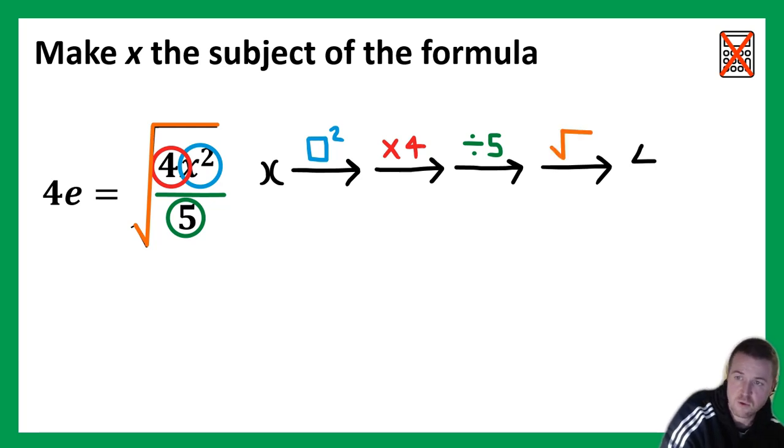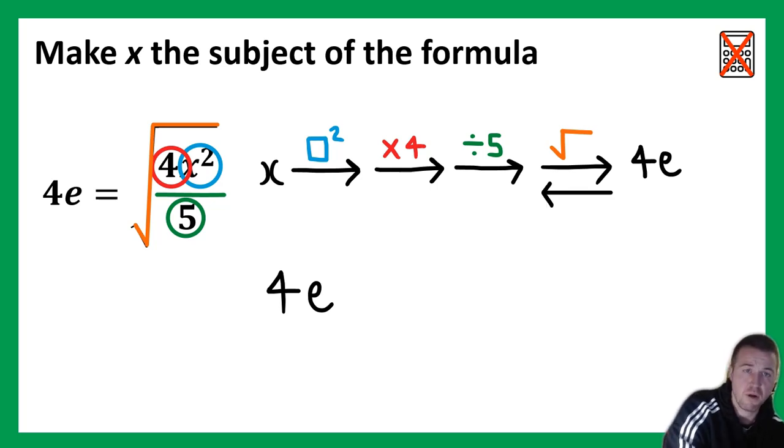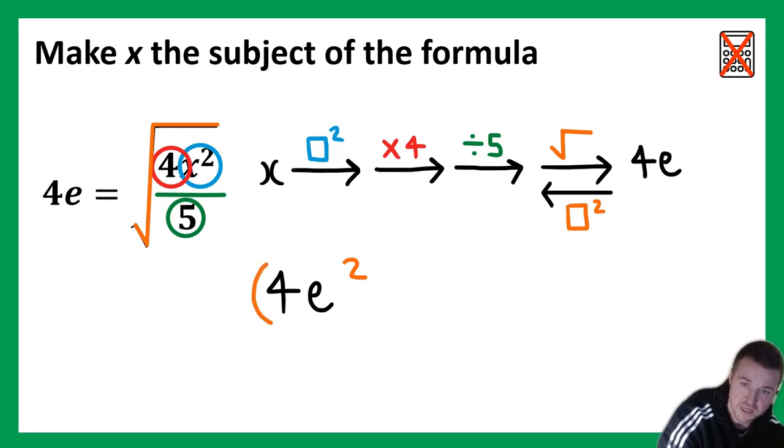This was then equal to 4 lots of e. So starting with 4e and applying the inverse, the inverse of square rooting is to square. A common mistake would just be to square like this, but this would be e squared and then multiplied by 4, whereas we wanted to do 4 lots of e and square this, so therefore we'll need to use a bracket. The inverse of dividing by 5 is to multiply by 5.